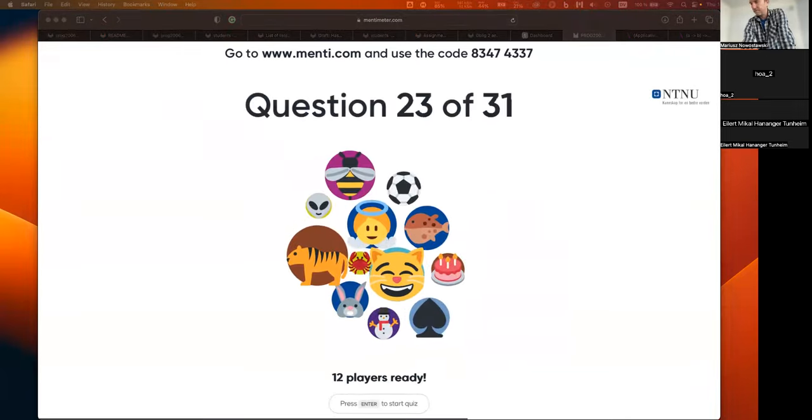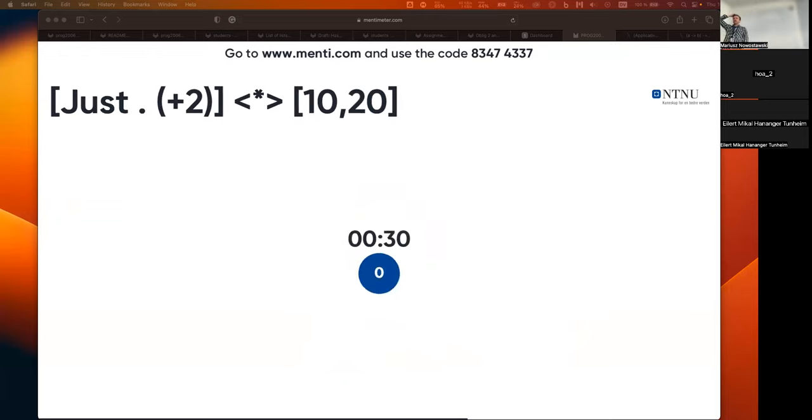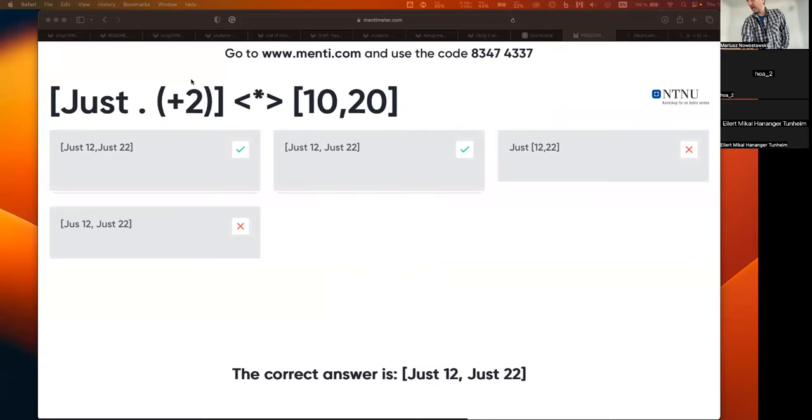Okay, next one. We're doing the same, but this time over multiple values in the other structure. What are we going to get? Just 12, just 22. We're doing the same thing as before, but this time to 10 and then to 20. And then we have both of them in the list, in the structure. Perfect. So now we get this list: just 12, just 22.